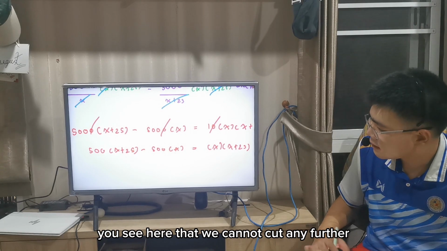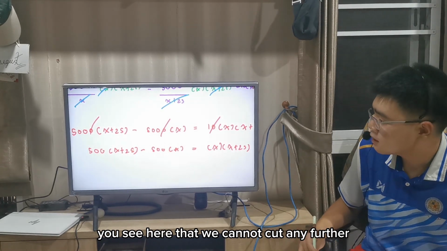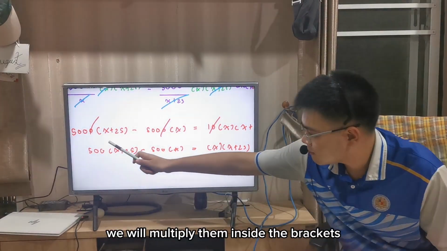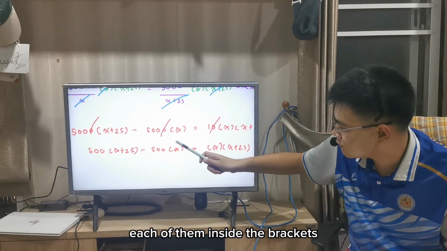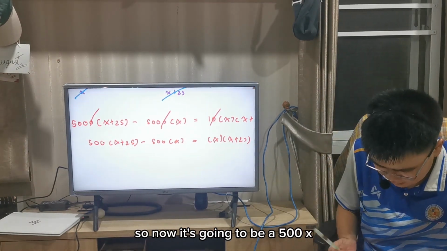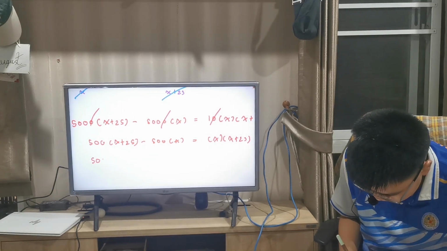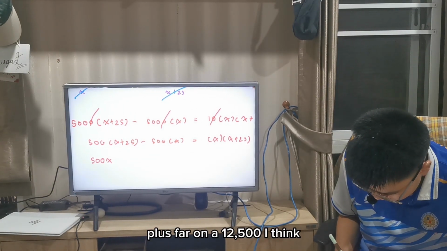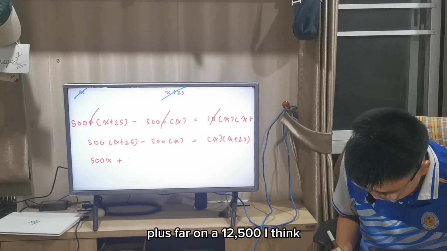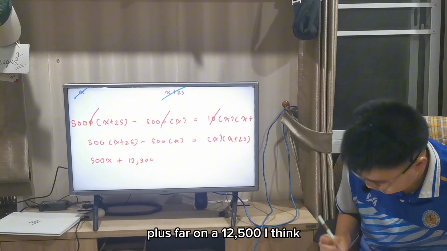You can see here that we cannot cut any further. So what we would do is multiply them inside the brackets, each of them. So now it's going to be 500X plus 12,500, I think.